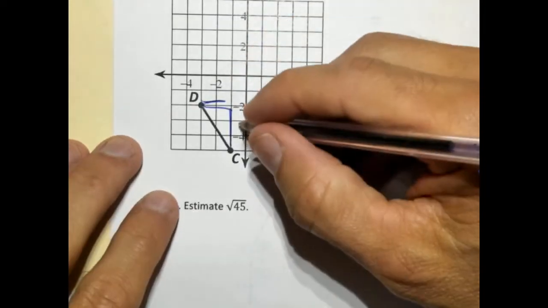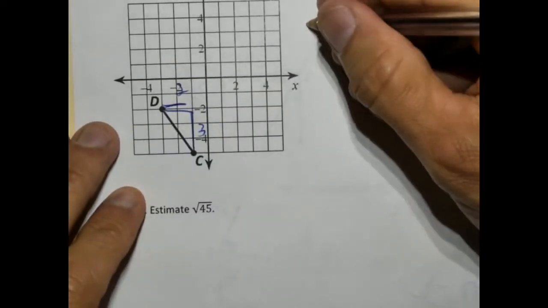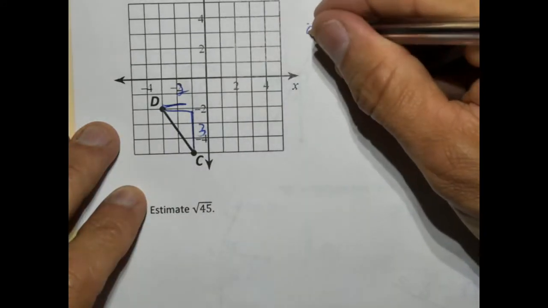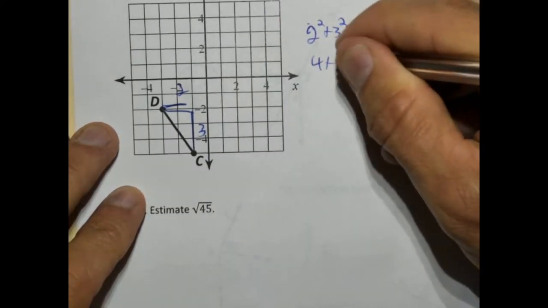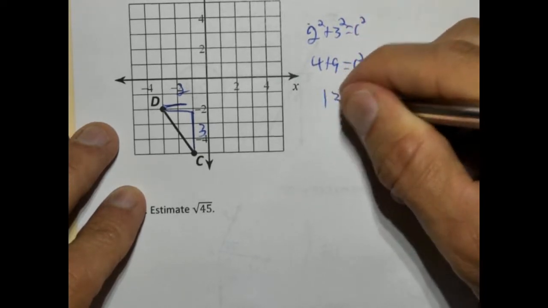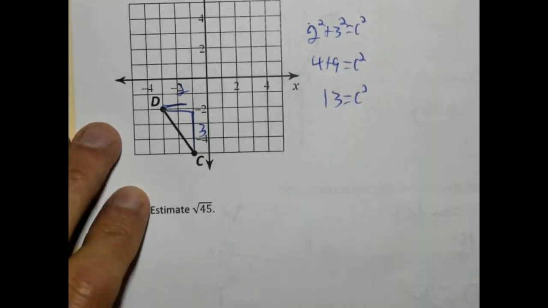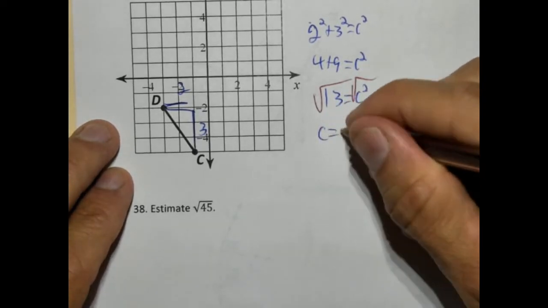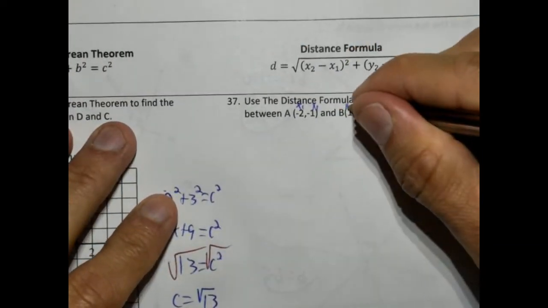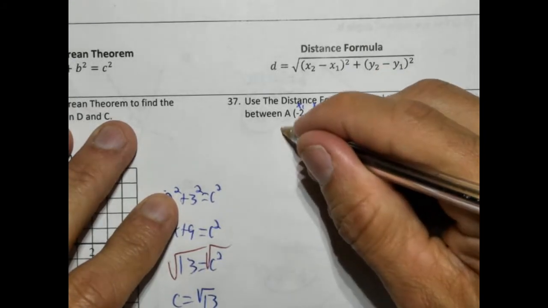All right, so here we're looking for distance, and they give us a line segment, so we're going to use the Pythagorean Theorem. You guys love that. So a squared plus b squared equals c squared, so 2 squared plus 3 squared equals c squared. 4 plus 9 equals c squared. 13 equals c squared. Find the square root of both sides. C equals radical 13. We use the distance formula to find the distance between A and B, so our x1, y1, x2, y2. And we're going to go ahead and plug these in.